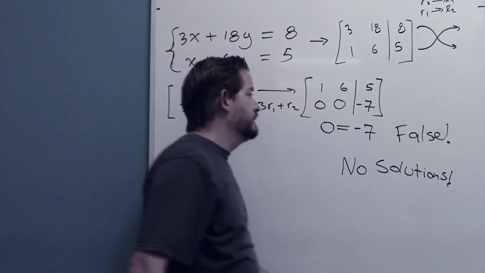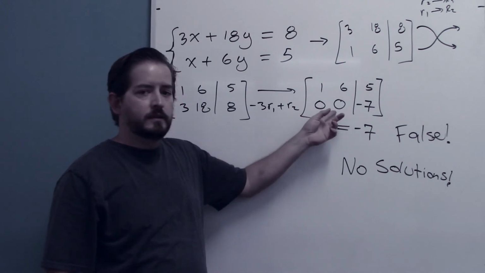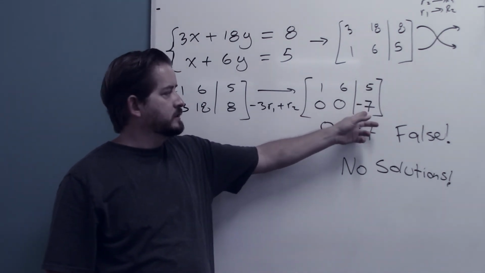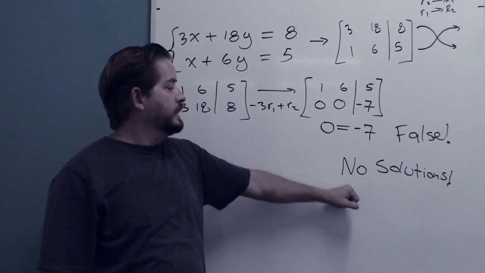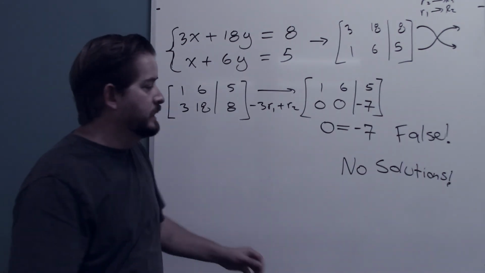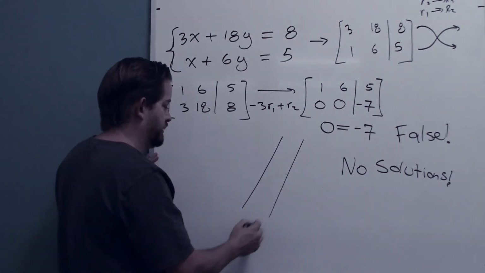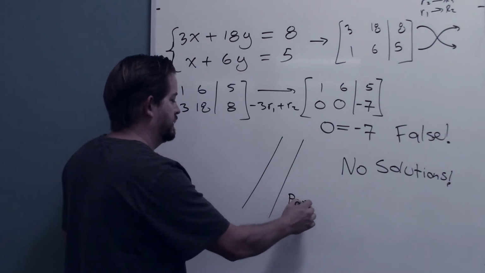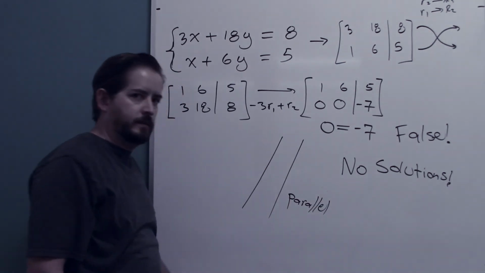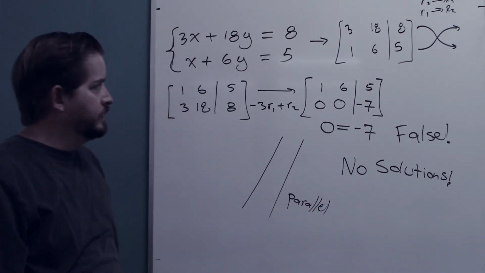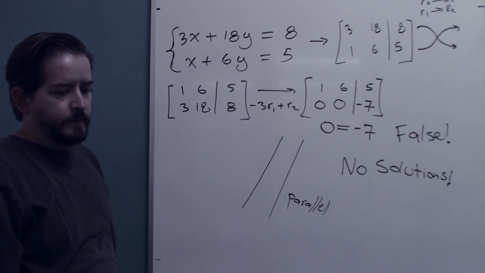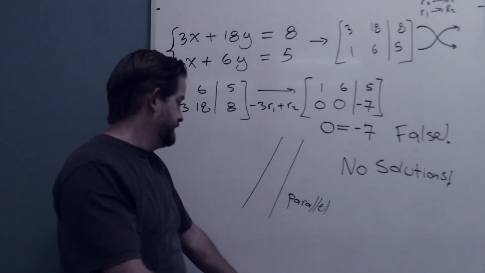And I'm done. If I zero out one of these rows, but I don't zero out the augmented part of it, I simply have no solutions. And again, these are parallel lines. Right? All right. Let's take a look at the next example.